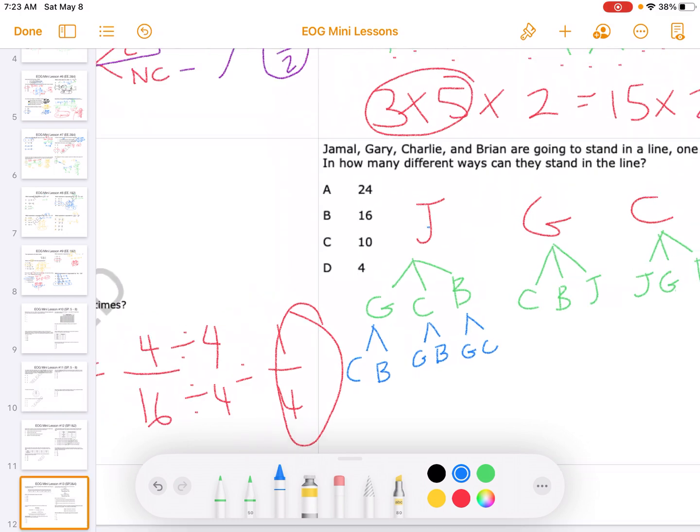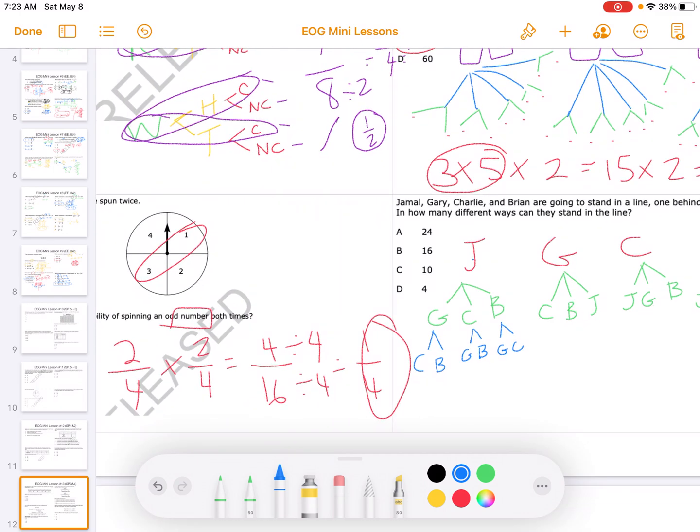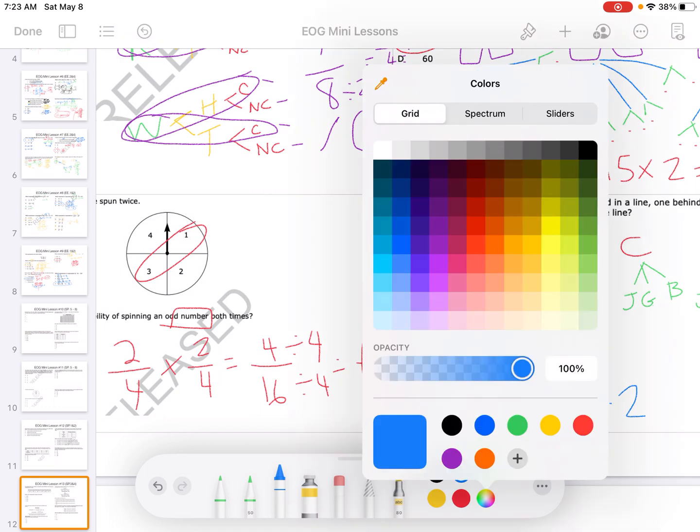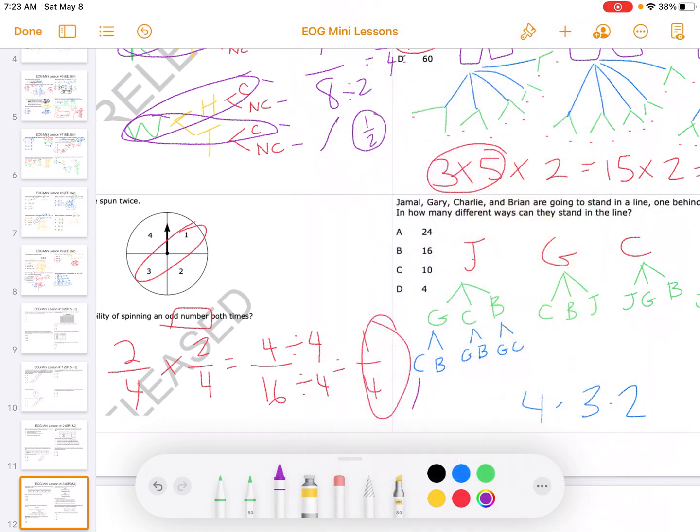So I could write this all the way out for all of them, or I could notice the pattern. I have 4 choices, then 3, then 2. So my last block is only going to be 1 choice, right? Because it's got to be 4 kids in a line. So 4 times 3 is 12. 12 times 2 is 24. 24 times 1 is 24.